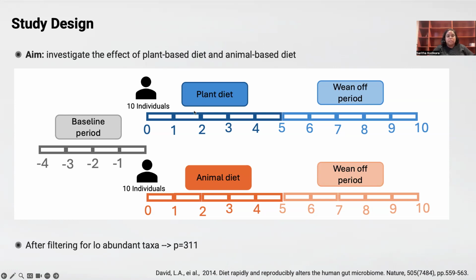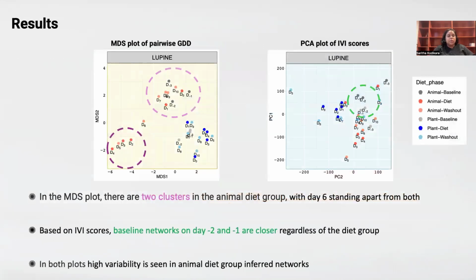Looking at this experiment, if you do a filtering, you are left with around 311 taxa after removing the low abundant taxa. And again, if we compare the different networks across the two measures, we don't see very similar plots to what we saw in the mouse studies, which is expected because we have human studies here, and there's going to be a lot of variability. But still, there's some agreement in these two plots.